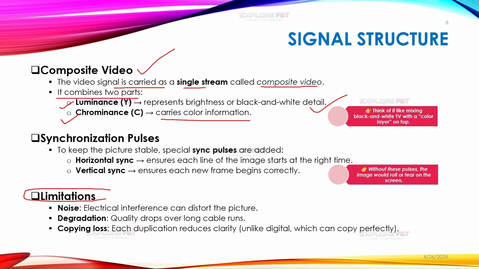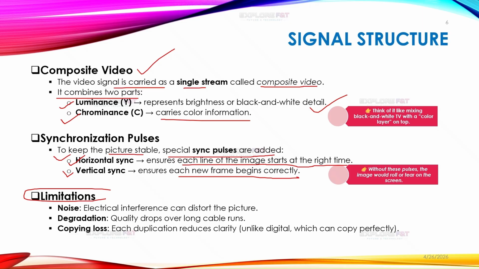And synchronization pulses: to keep the picture stable, special synchronization pulses are needed, such as horizontal synchronization and vertical synchronization. Horizontal will ensure each line of the image starts at the right time, and vertical will ensure each frame begins correctly.